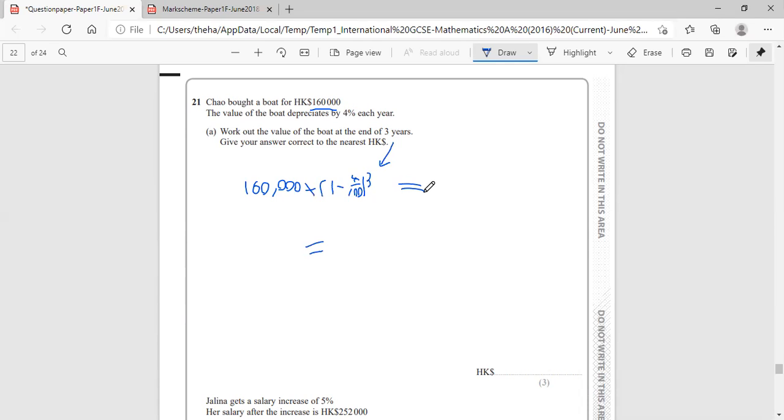And the answer is, oh, they also want it to the nearest Hong Kong dollar. So the answer is 141,558 to the nearest dollar. Right here we can see this is a reasonable answer because it's less than this and it's depreciating. If you got an answer that's greater, then instantly you know you've got it wrong. So that's a good way to check if you're on the right track.